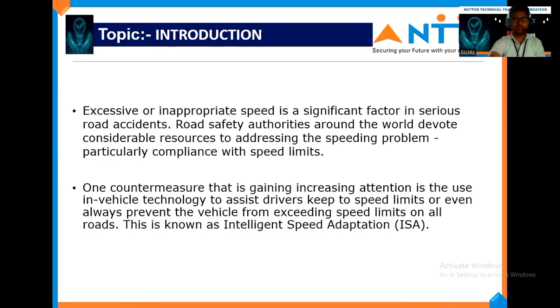Introduction. Excessive or inappropriate speed is a significant factor in serious road accidents. Road safety authorities around the world devote considerable resources to addressing the speeding problem, particularly with speed limits. So, to overcome this, with increasing attention to vehicle technology to assist drivers in keeping their vehicles within the limits, we can use the Intelligent Speed Adaptation method.